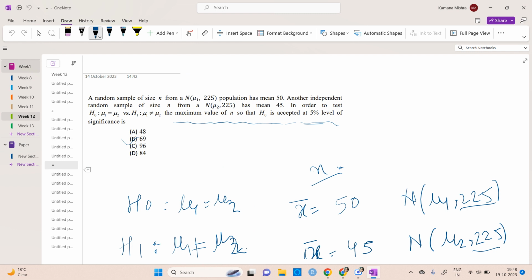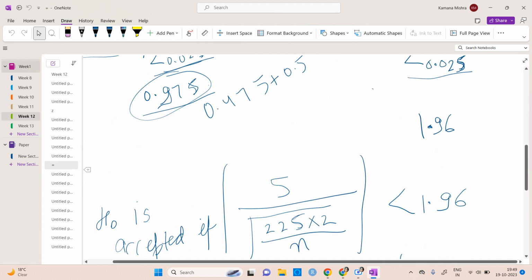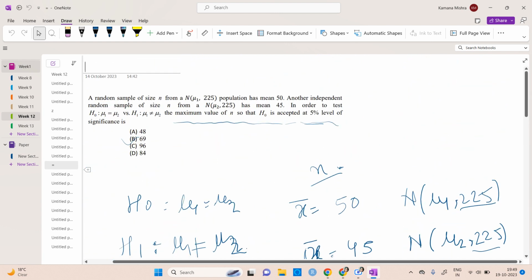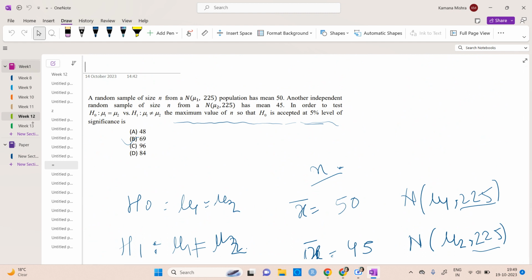Yeah, like this one. So this is the same, just in place of 225, the 625 is given. So the answer would be changed. So if you go through this question, then you can solve the current question also. Right, so the whole question is the same, just the values are different.